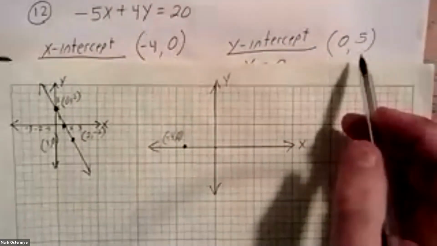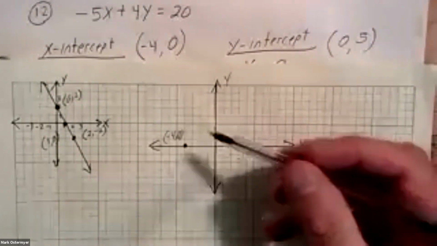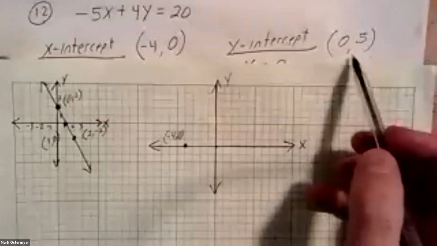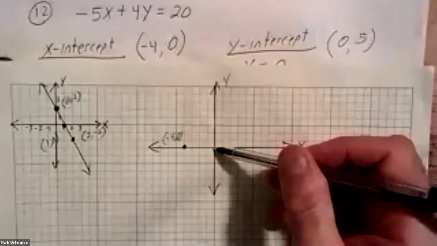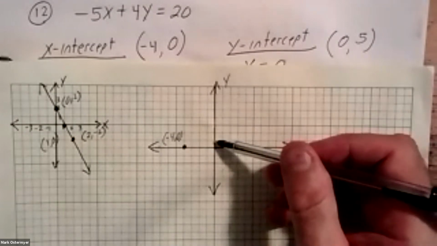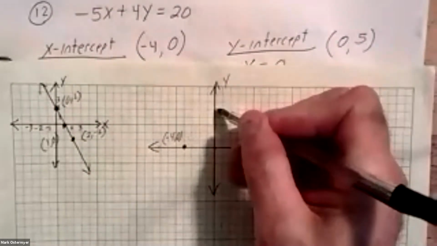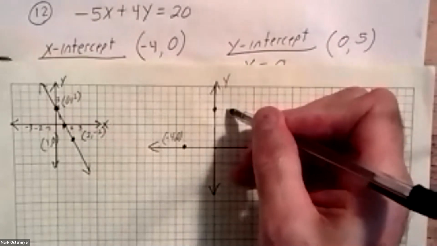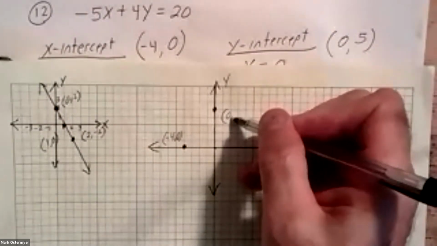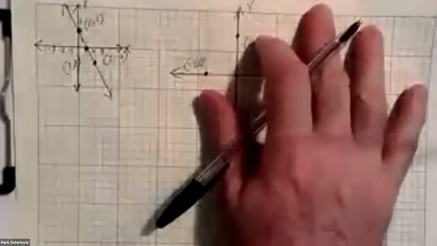All right, let's plot the other intercept, the y-intercept. It was 0, 5. Start at the origin, and how do I move? Up 5. 1, 2, 3, 4, 5, right here. This would be your y-intercept. That's the point 0, 5. I think we had a third point, and the third point was what? 4, 10? So how would we plot 4, 10?